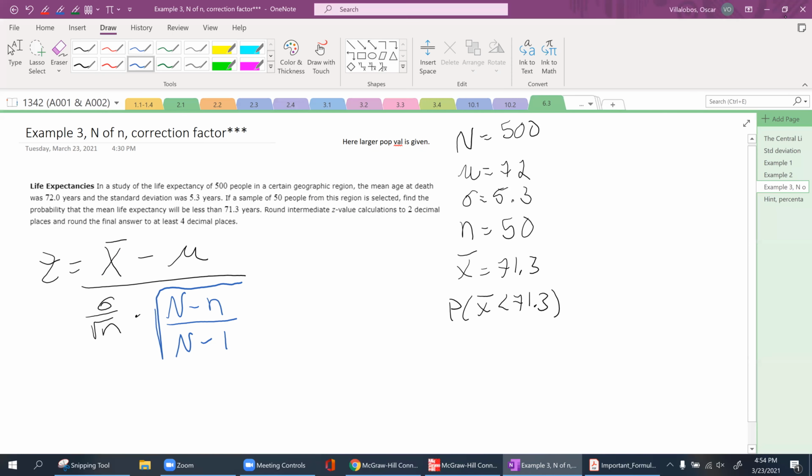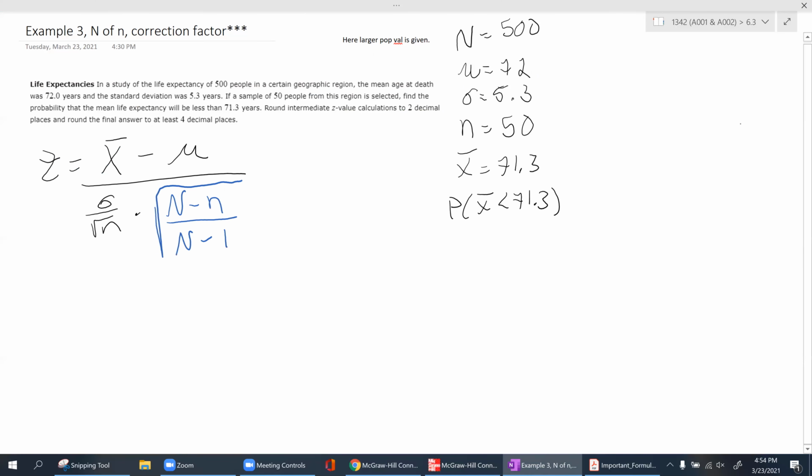So let's go ahead and solve everything so I can just plug it in. Let me find my standard error. Standard error is going to be sigma over root n, which is 5.3 over root 50. Let's see what that ends up giving me. 5.3 divided by root 50. I'm going to keep a couple of decimal places and round at the very end to 4. So this is going to be 0.75.